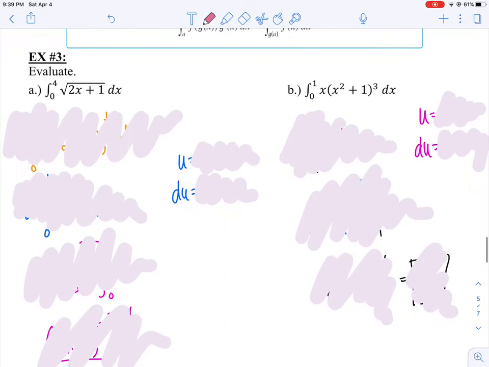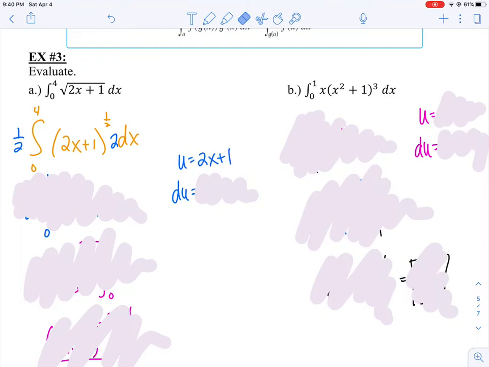It asks us to integrate the square root of 2x plus 1 from 0 to 4. So we want to find the area underneath the curve from 0 to 4. Or we want to find the antiderivative, the net change from 0 to 4. But if you were to rewrite this problem, to me this looks like a chain rule, right? If I have a 2x plus 1 to the 1/2, this looks like a chain rule. That's my clue that I'm going to use U-substitution in order to be able to integrate this problem.